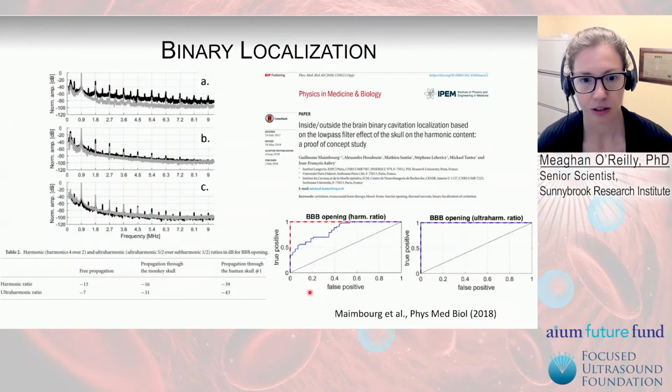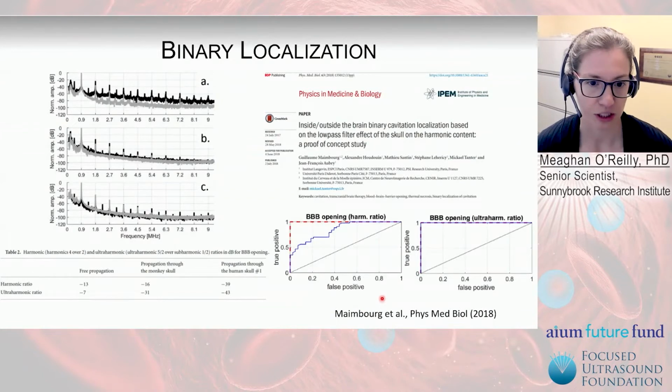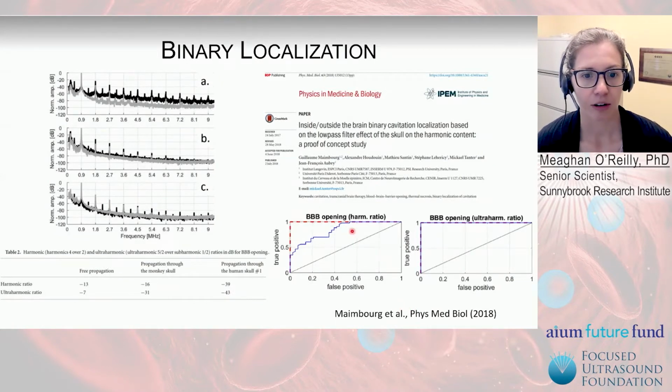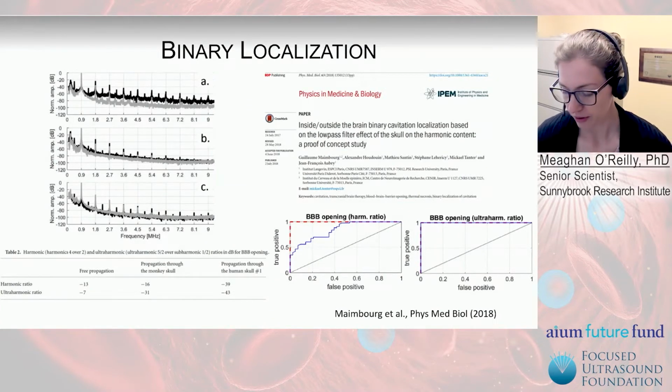And this allows them to actually use this as a predictor of whether or not the cavitation is occurring intracranial or extracranial. And so you can see with the harmonic ratio, the red line is human skull, is very predictive, slightly less so with the primate skull, but in both cases, the ultraharmonic ratio performs very, very well.